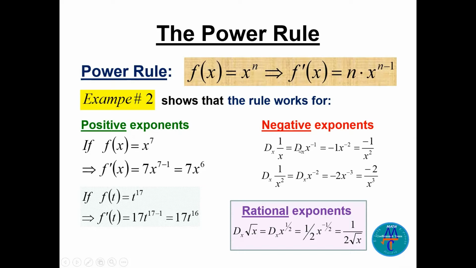We can have negative exponents like 1 over x. We can write it as x to the power minus 1 and find the derivative of that. We have seen it in the previous lecture. It's minus 1 over x squared, because we bring the minus 1 down, then we subtract 1, so minus 1 becomes minus 2. Also, if we have 1 over x squared, we can write it as x to the power minus 2, so the derivative will be minus 2 over x cubed. If we have a rational exponent like square root of x, which is x to the power half, we can use the same power rule.